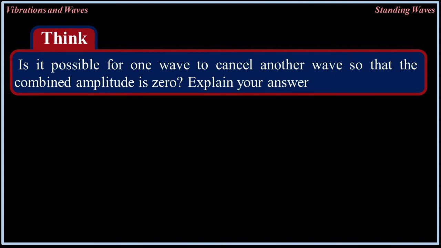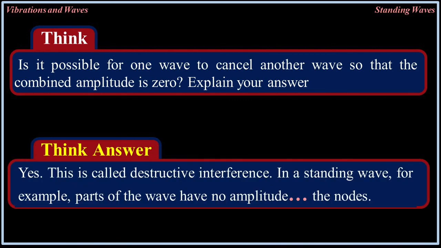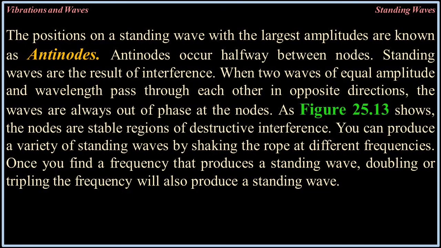Think: is it possible for one wave to cancel another wave so that the combined amplitude is zero? Explain your answer. Yes, this is called destructive interference. In a standing wave, for example, parts of the wave have no amplitude: the nodes. The positions on a standing wave with the largest amplitudes are known as antinodes. Antinodes occur halfway between the nodes.